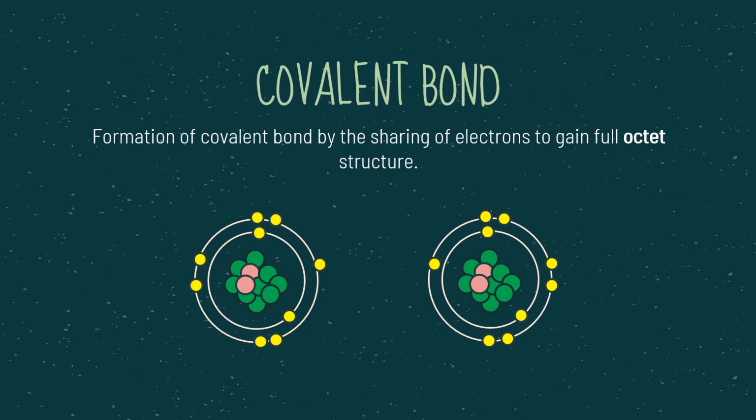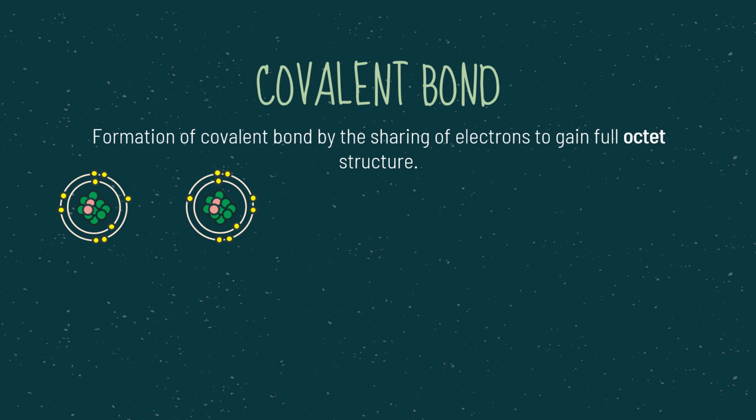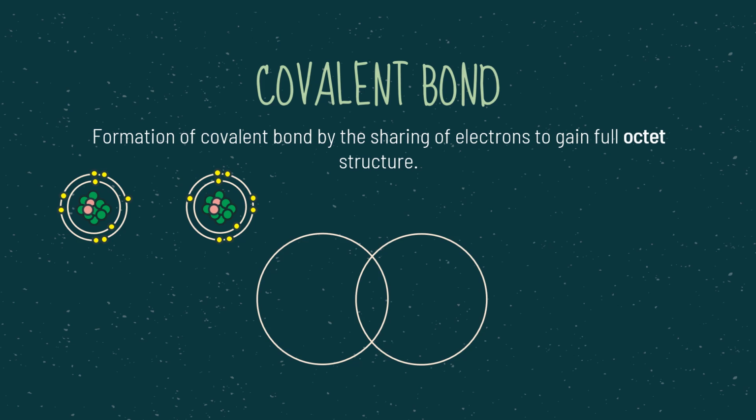So, covalent bonds are formed by the sharing of electrons to gain a full octet structure. This takes place generally in non-metals. We'll now see how these two atoms form a covalent bond. The atoms have a valence shell of 7 electrons, and they form a covalent bond when they share an electron. This sharing of electrons can be shown using a dot and cross diagram.